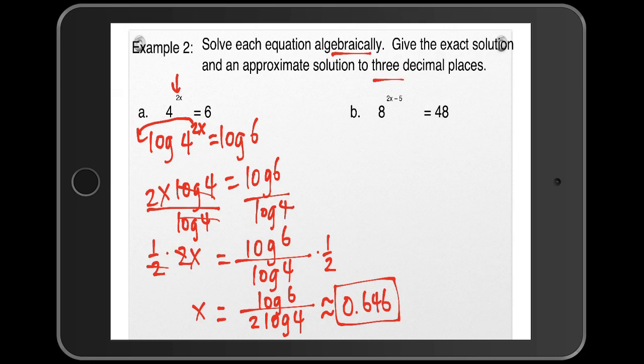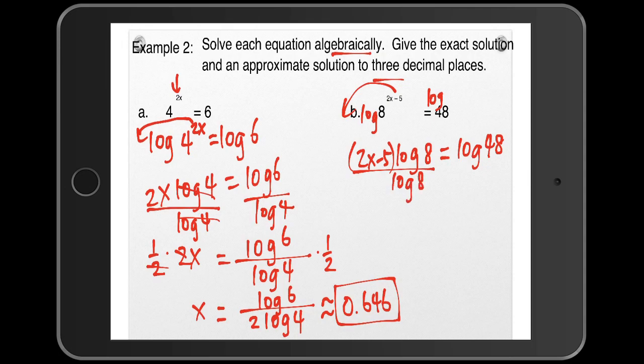So the first thing again we're going to do is take the log of both sides. So we got log 8, and notice that this power right here can go in front. So we have 2x minus 5 times the log of 8 equals the log of 48. And the next thing I'm going to do is divide both sides by log 8. And that will get rid of the log 8. So we have 2x minus 5 equals log 48 over log of 8.